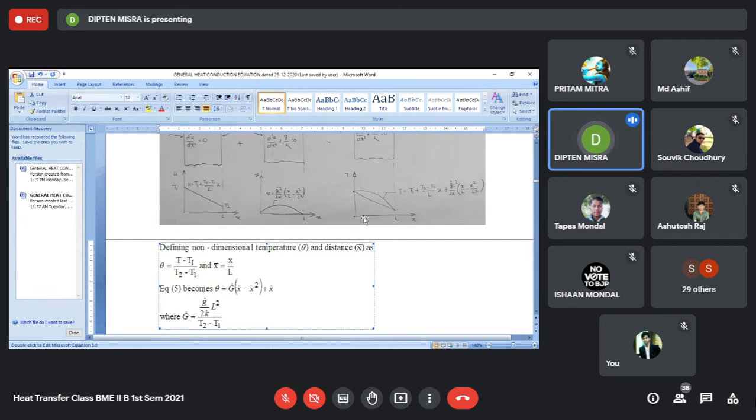I know the value of x bar in my problem. X bar equal to 0.2. So I can move to 0.2. Then I can read the value of theta. Once I read the value of theta, I can calculate the value of t as equal to theta into t2 minus t1 plus t1.